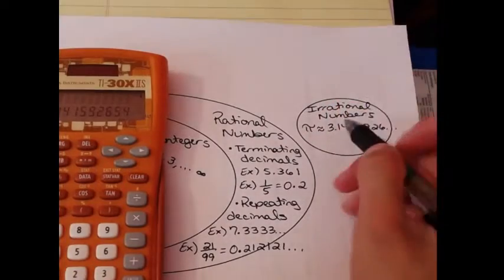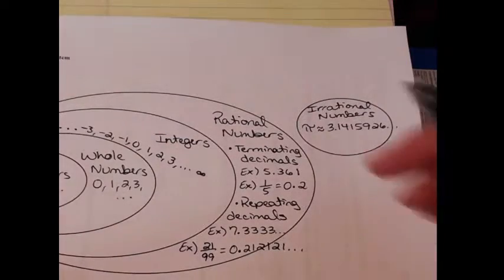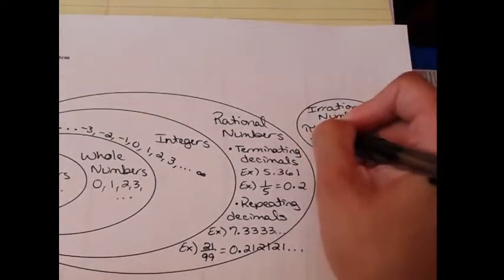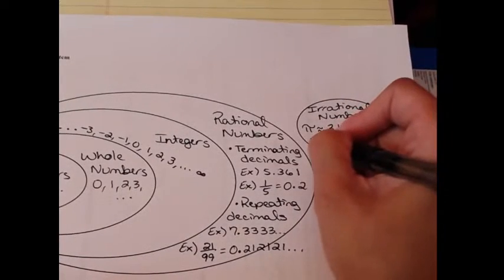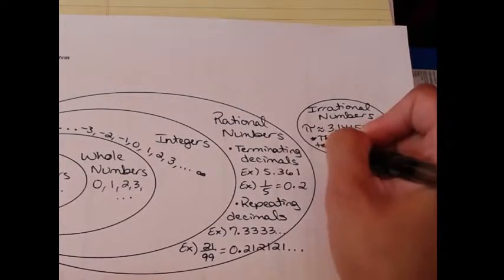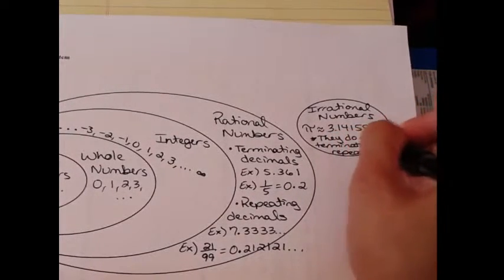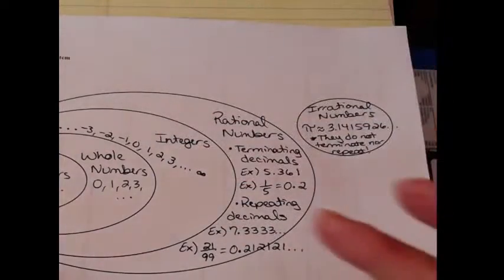So we can make a note that it would be easy to identify an irrational number because they do not terminate nor repeat. Okay, it's easy to identify whether or not we have an irrational number because they do not terminate and they do not repeat. Hopefully that's clear. And that's our little spiel of the number system.